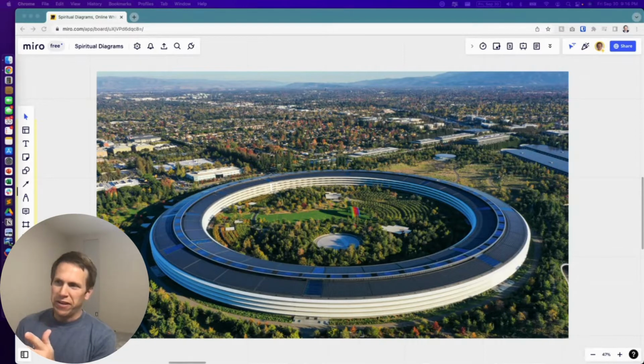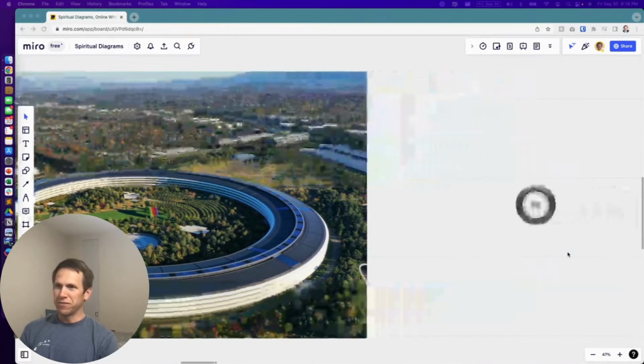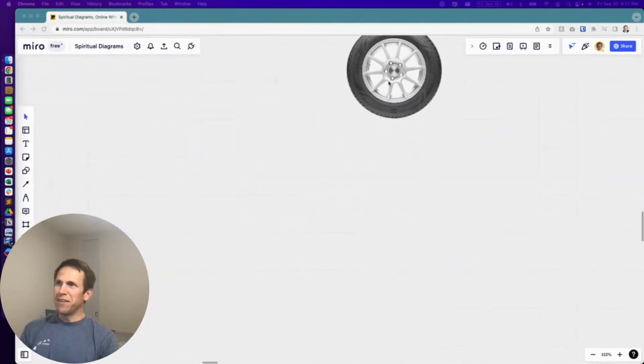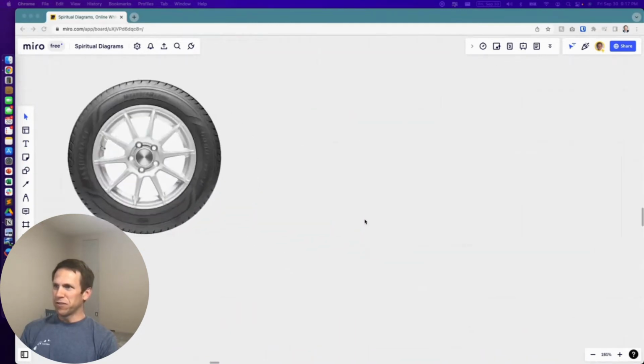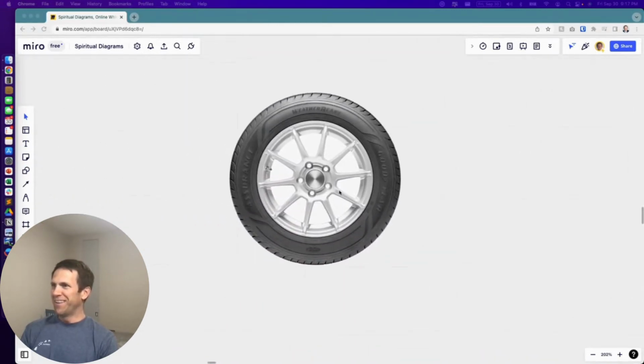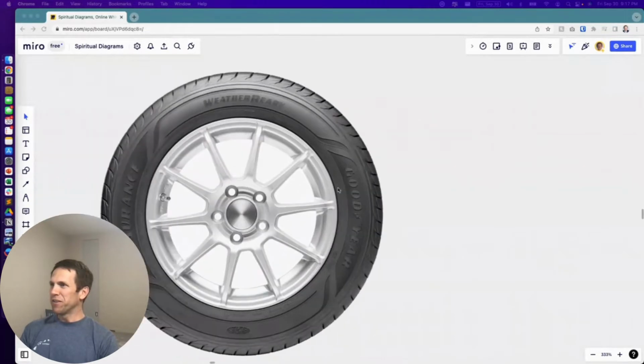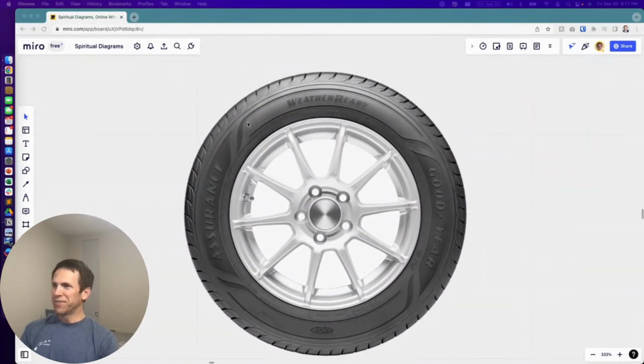You can see on the screen I've got a giant circular building, and if any of you know, this is actually the Apple headquarters in Cupertino, California. It's basically a giant circle, which is, sure, okay, giant circle, great. Well, here is a small circle. It's a tire or a wheel. So there's our Goodyear wheel. It's also a circle.